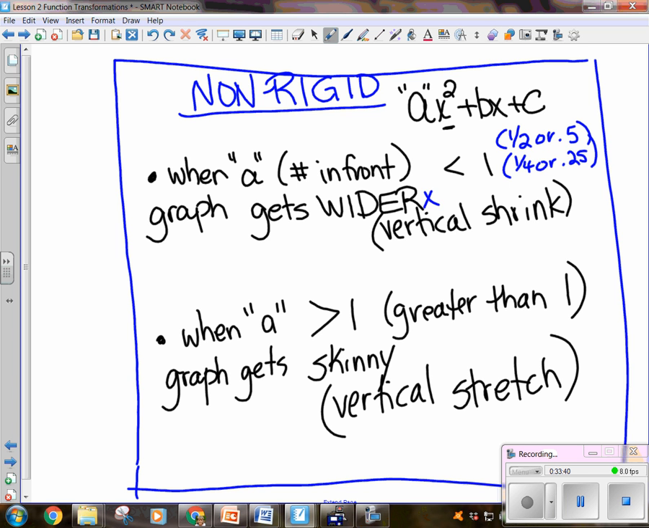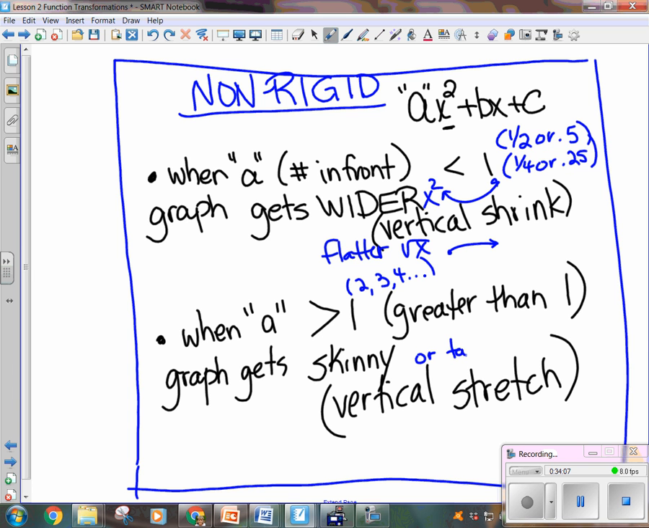If it's x squared, it's going to get flatter. If it's square root of x, remember how that graph gets really flat looking? This one's going to get really wide looking, because it looks like someone's sitting on it, and it makes it pop out or go down. When the number is bigger than 1, like 2 or 3 or 4, the graph gets skinny because it's vertically stretched, or it gets taller. Remember the square root graph looks like it's reaching up farther, so it can be skinnier or taller.